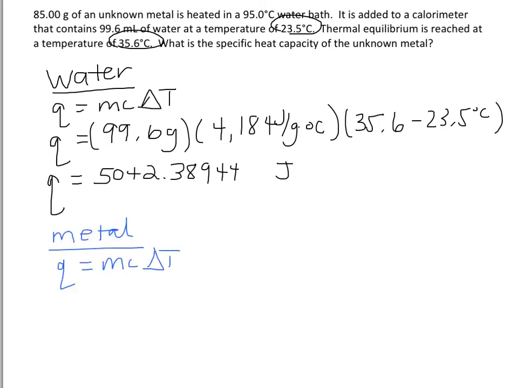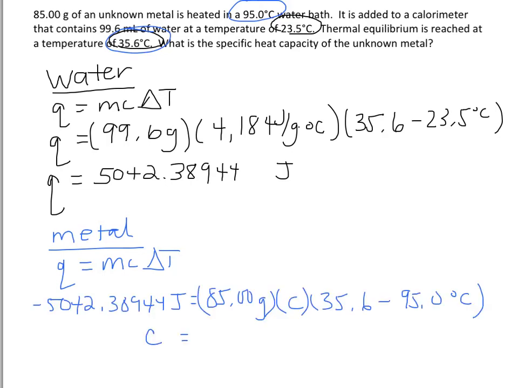Next, let's focus on the metal. The metal also experiences a change in temperature. It starts at 95°C and it ends up at that same 35.6°C. So Q equals mc delta T will be our equation. In a calorimetry experiment, we assume that the heat that is absorbed by the water is equal to the heat that is released by the metal in this case.